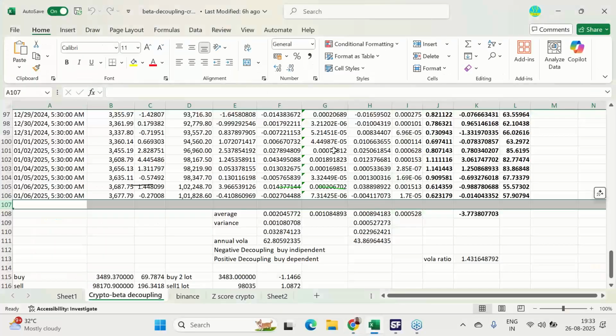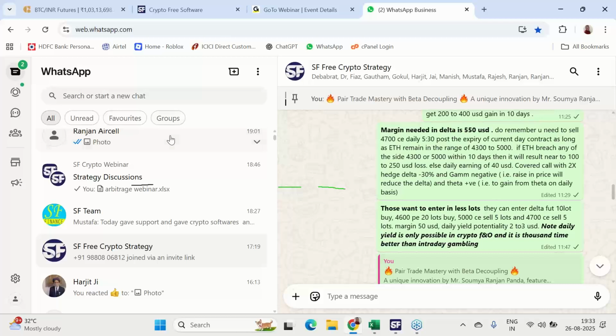So we are talking about today's session. I'll be talking about the pair trade logics.